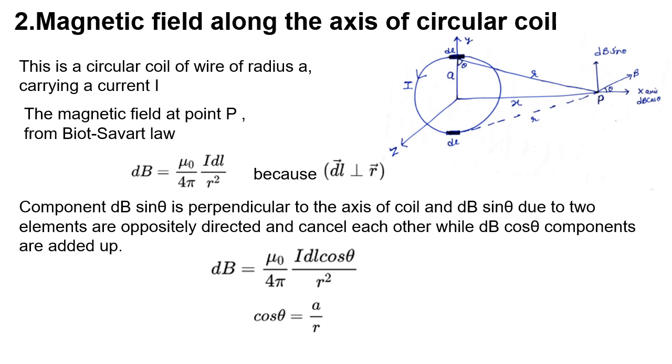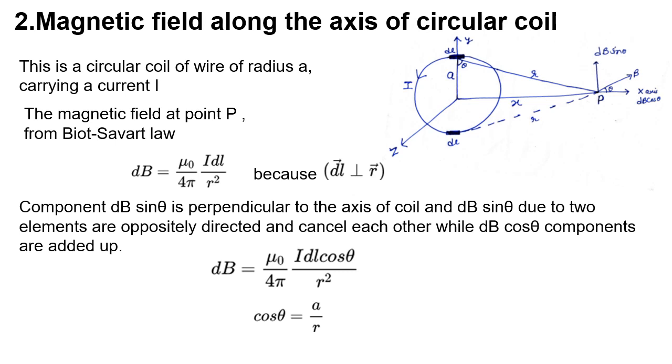Now the component dB sin θ is perpendicular to the axis of the coil, and dB sin θ due to two elements are oppositely directed and cancel each other, while dB cos θ components are added up. So dB equals μ₀/4π · I dl cos θ/r².